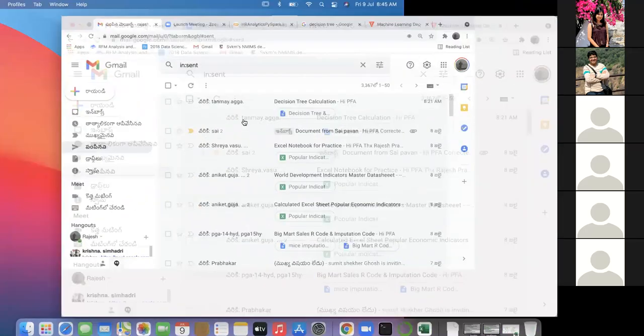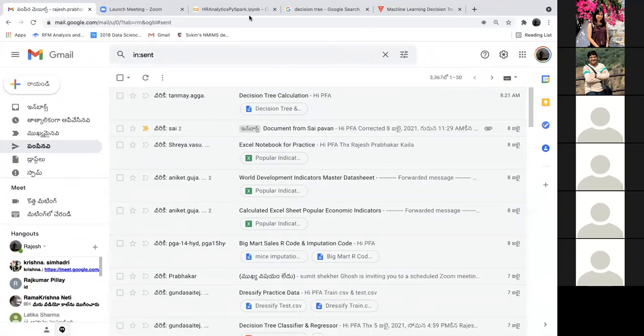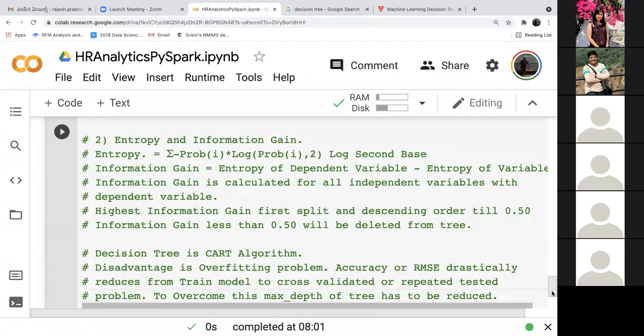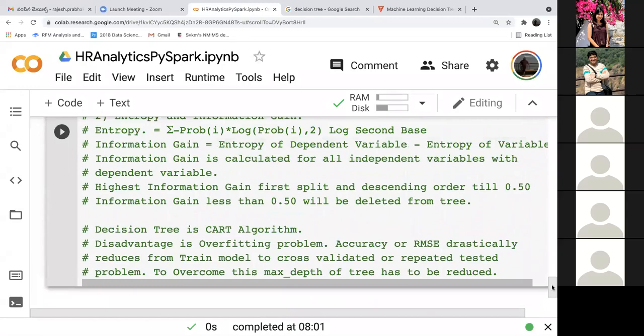So in interviews, they might ask you what is Gini and what is entropy. You can explain them the formula. All right. Got it, sir.